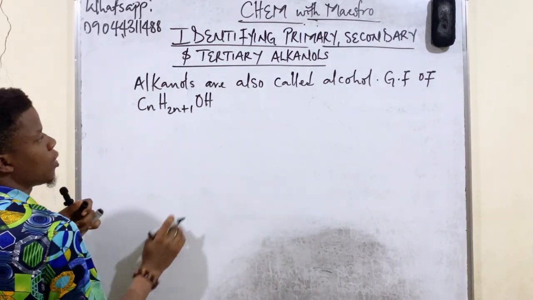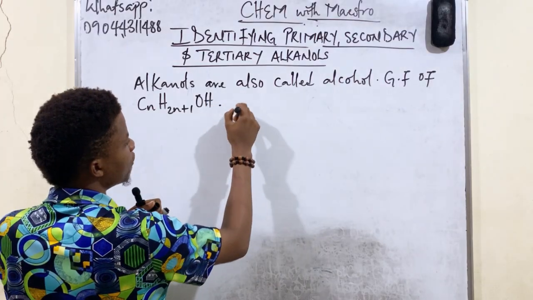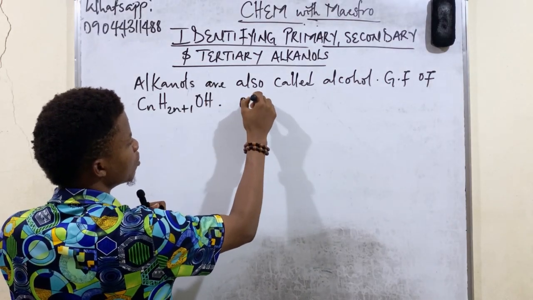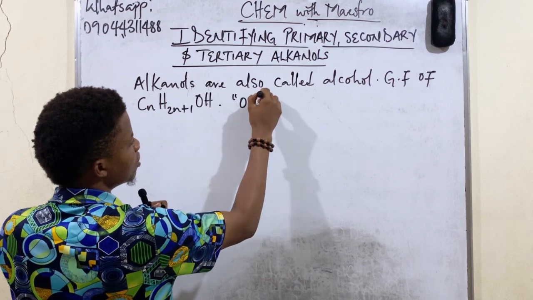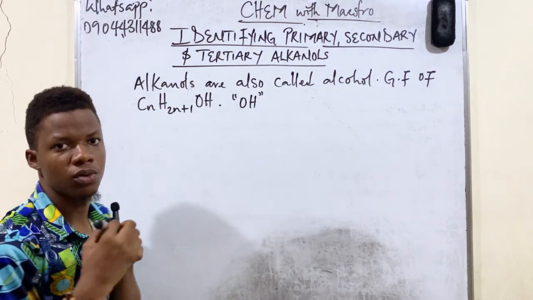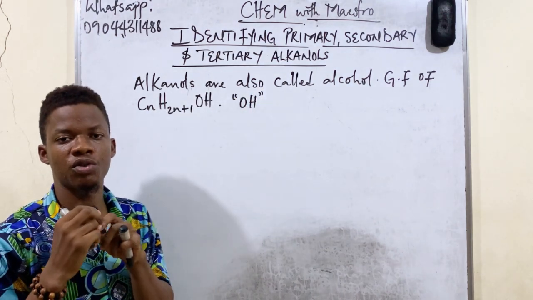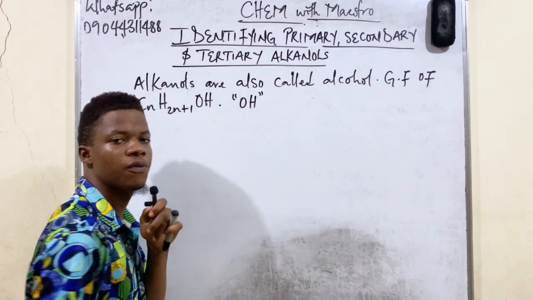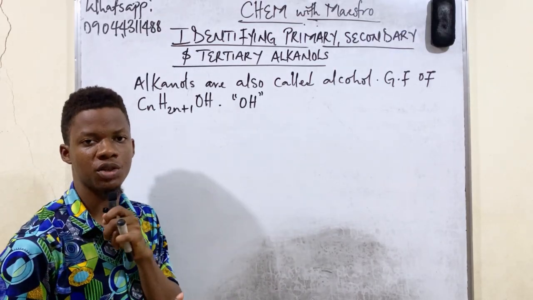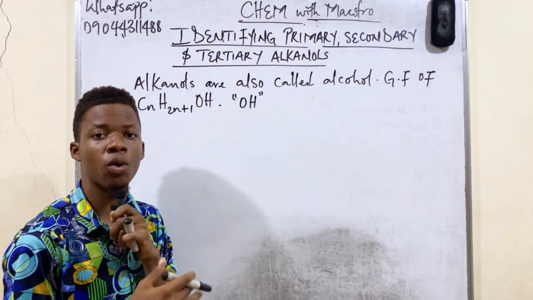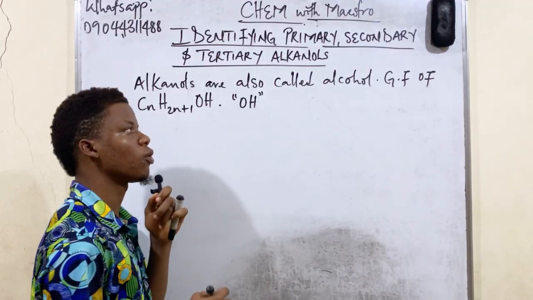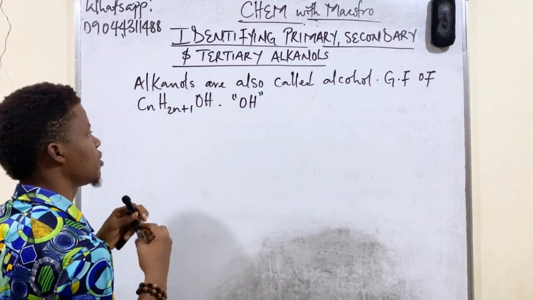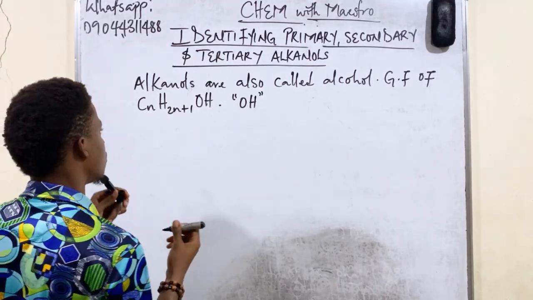All right, now they have the functional group. The functional group of the alkanols or the alcohol is what? OH. This is their functional group. So anywhere you see the OH group, just know that that compound is what? An alkanol or an alcohol. All right, so now how do you identify primary, secondary and tertiary? Now here's the code to this.